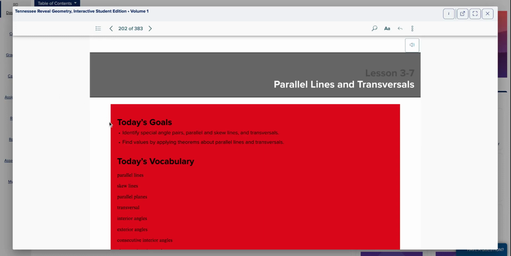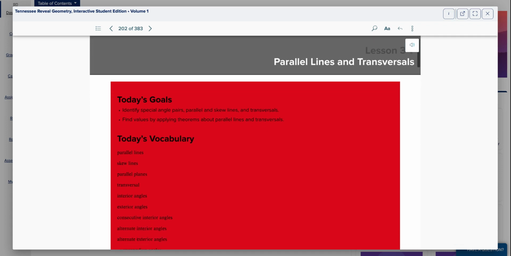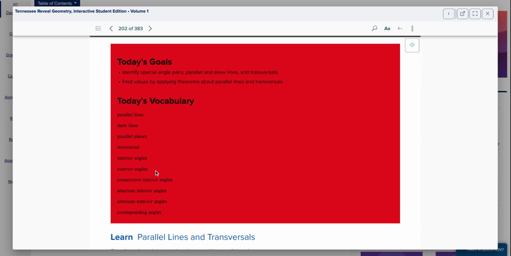All right. Hey, everybody. We are in lesson 3-7 of the Tennessee Revealed Geometry. So we are starting to talk about parallel lines cut by a transversal. All right, so you're going to have a lot of vocabulary in this lesson right here.